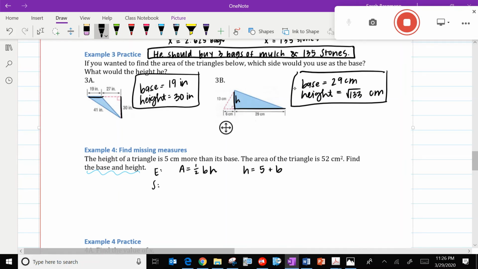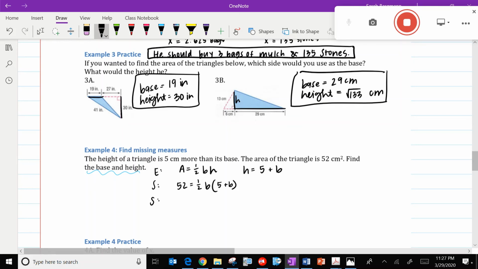Okay, S stands for substitution. I know that the area is 52. And I also know that the height is equal to 5 plus the base. So I need to substitute so that I only have 1 variable remaining. The next S stands for solve.